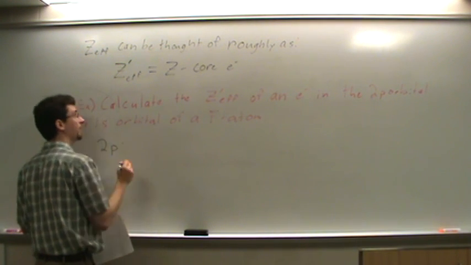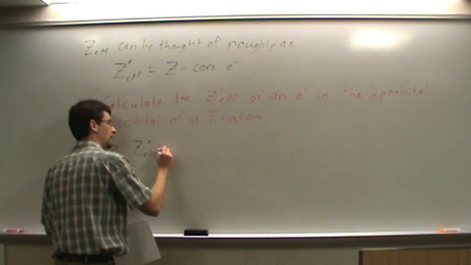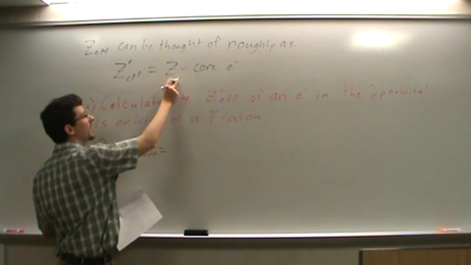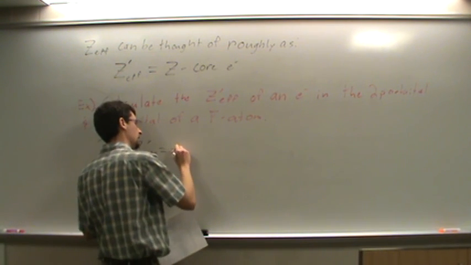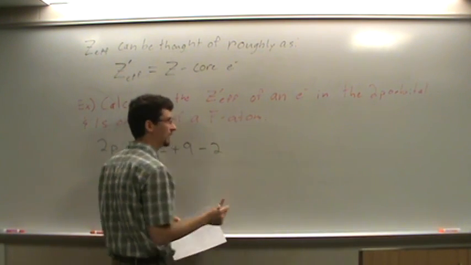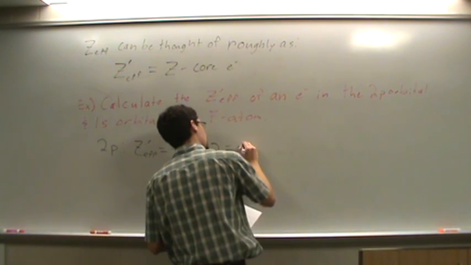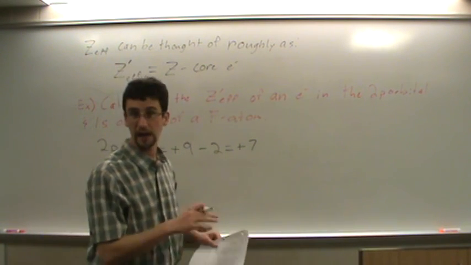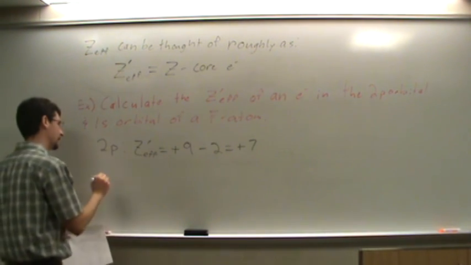For the 2p, Z effective prime is going to be equal to the core charge, or the charge on the nucleus, minus the core electrons. So in this case, we have +9 because we have a fluorine atom, minus core electrons, or the inner electrons, the ones that are closer to the nucleus. So what we get as a value is a +7, which isn't exactly correct. If you remember the actual values for this, it was closer to 6. But it's an approximate way to think about it.